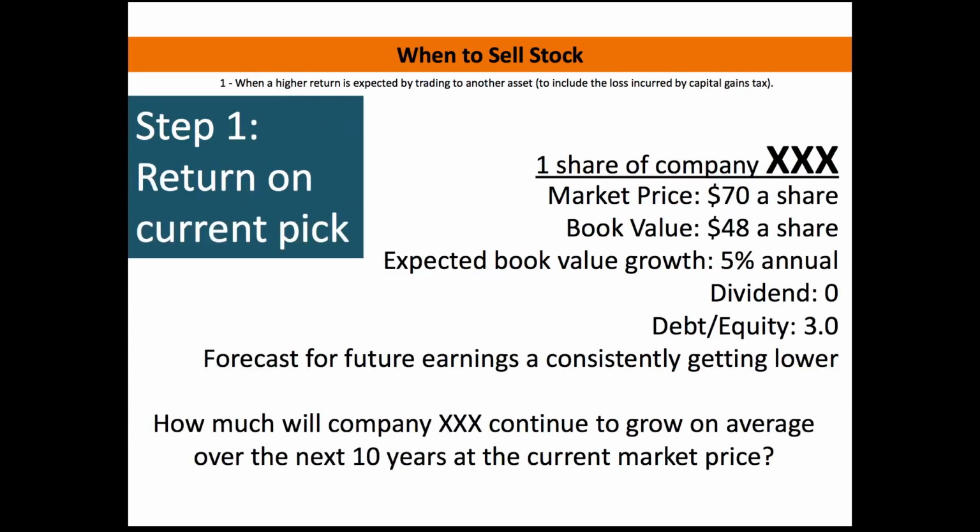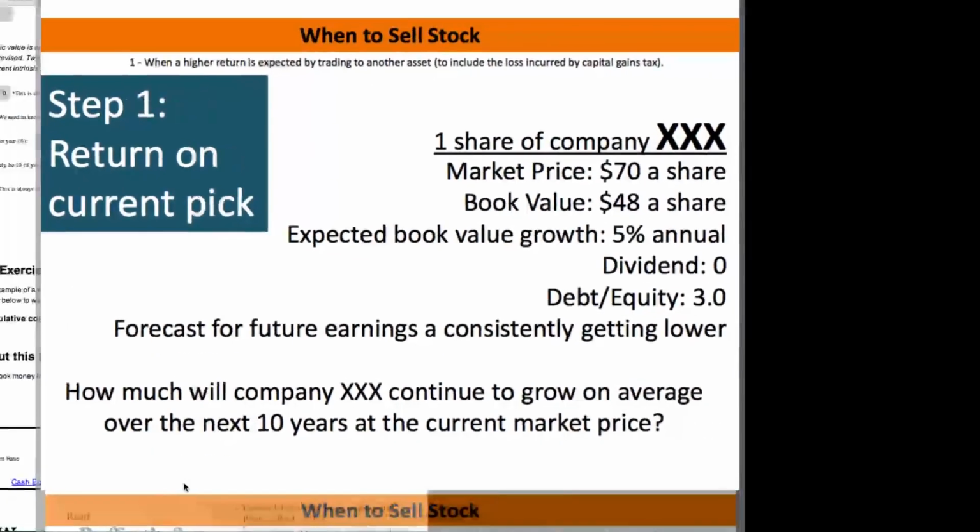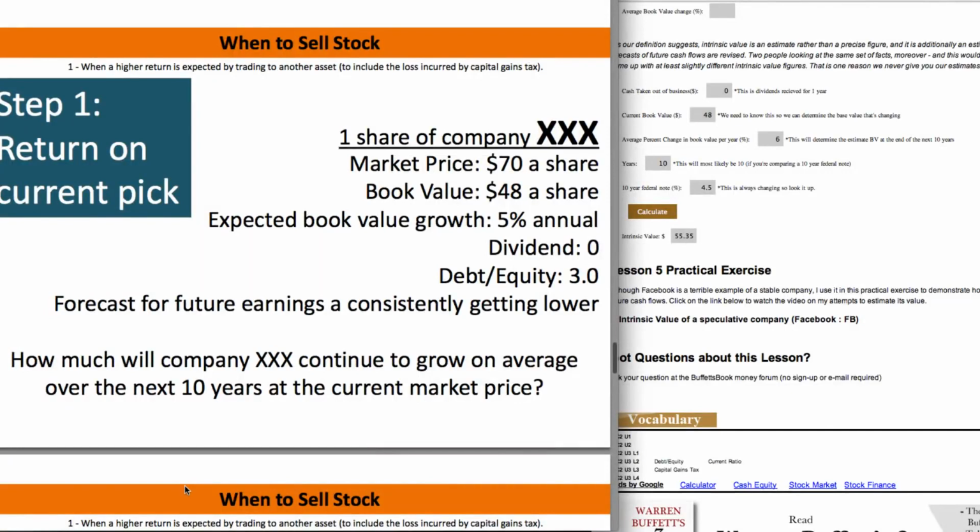So let's start off with step 1, okay, the return on our current pick. We figured out what the intrinsic value is, but what kind of return are we going to get if we continue to hold those shares, considering the market price says it's trading for $70, but we feel it's only worth $50? If we continue to hold those shares, how much of a return are we going to get over the next 10 years? So let's go ahead and solve that problem, okay? In order to solve it, we have to go back to our intrinsic value calculator.